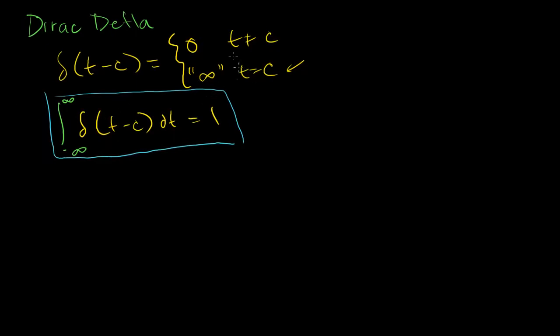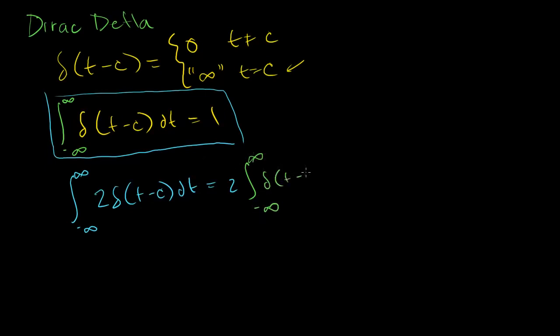Because if I have 2 times the Dirac delta function, and I'm taking the area under the curve of 2 times the Dirac delta function of t minus c dt, this should be equal to 2 times the integral from minus infinity to infinity of the delta function shifted by c dt, which is just 2 times 1, by definition. So this will be equal to 2. So if I put a 2 out here, this infinity will have to be twice as high, so that the area is now 2. So that's why I put that infinity in quotes.